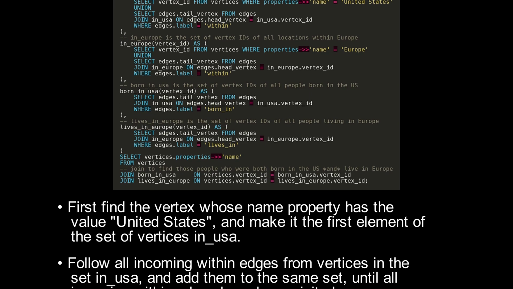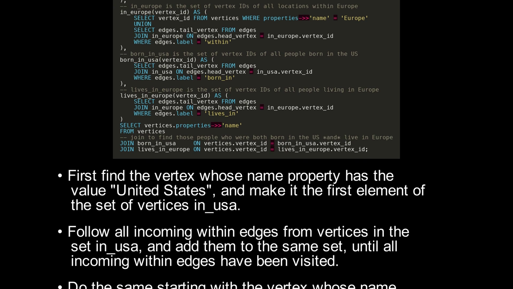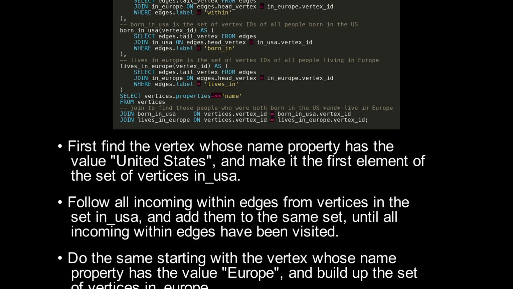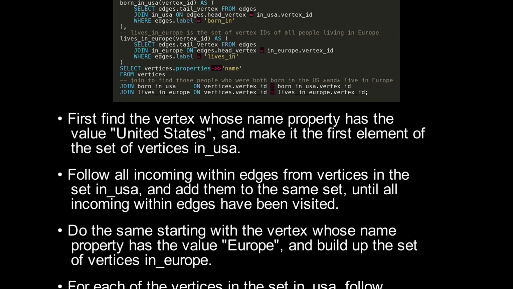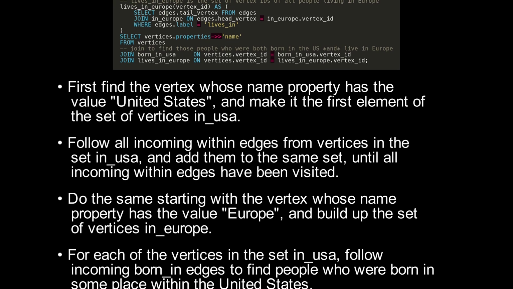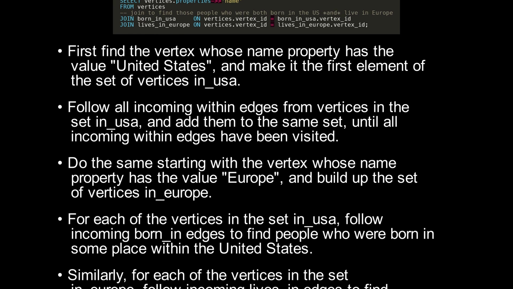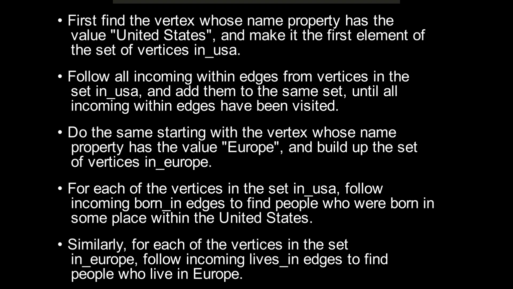First, find the vertex whose name property has the value United States, and make it the first element of the set of vertices in_usa. Follow all incoming within edges from vertices in the set in_usa, and add them to the same set, until all incoming within edges have been visited. Do the same starting with the vertex whose name property has the value Europe, and build up the set of vertices in_europe.